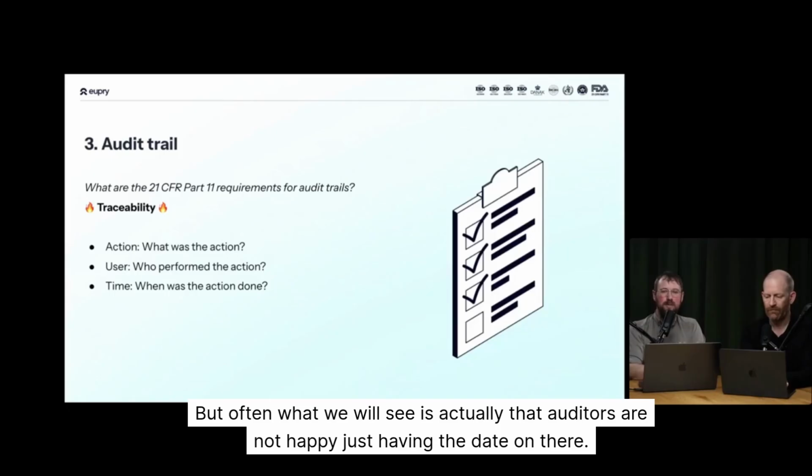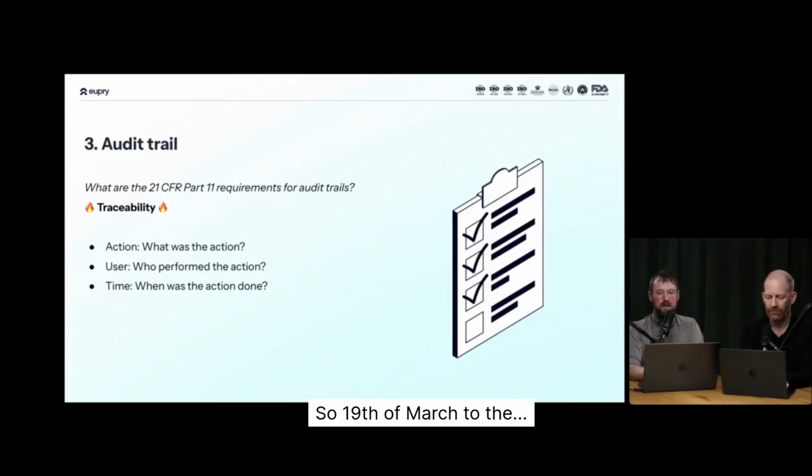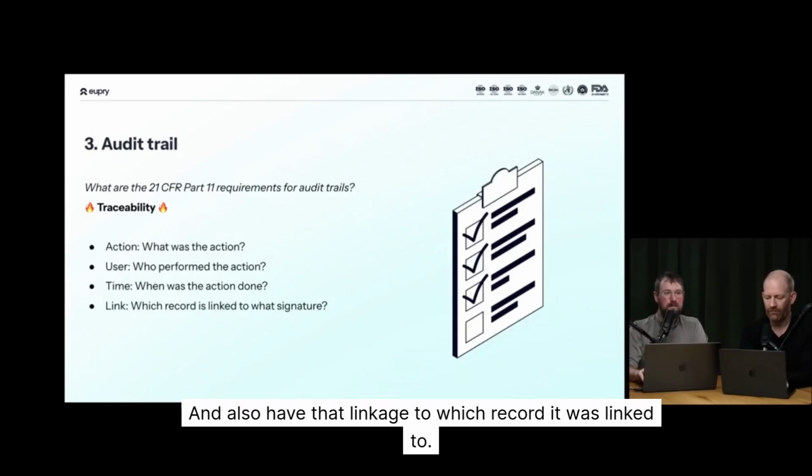But often what we will see is actually that auditors are not happy just having the date on there. So 19th of March 2016 is not accurate enough. You need the time and the date in there. And also have that linkage to which record it was linked to.